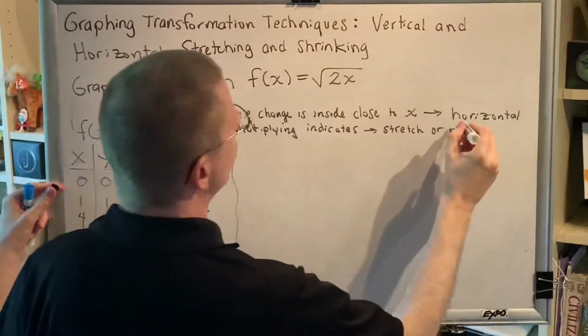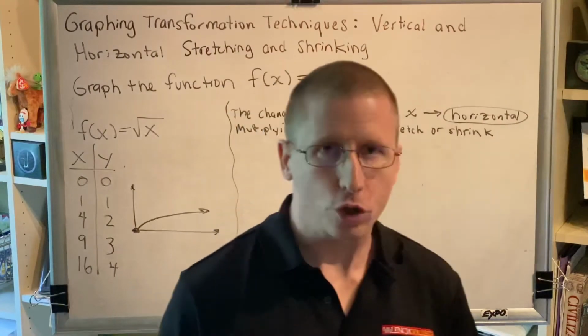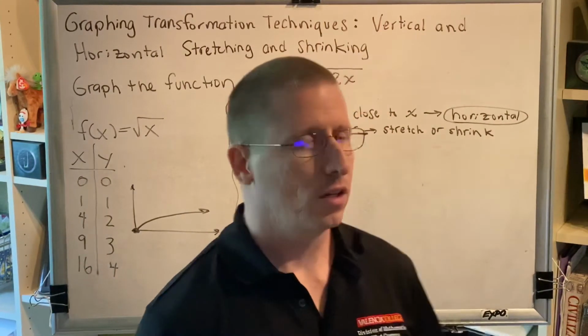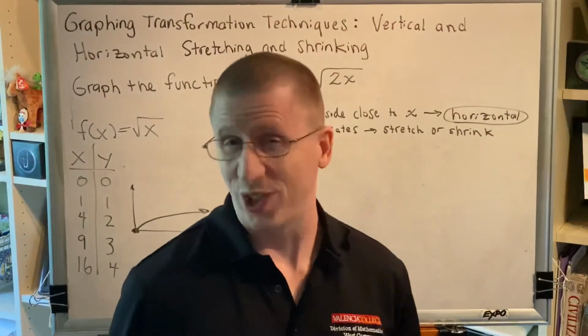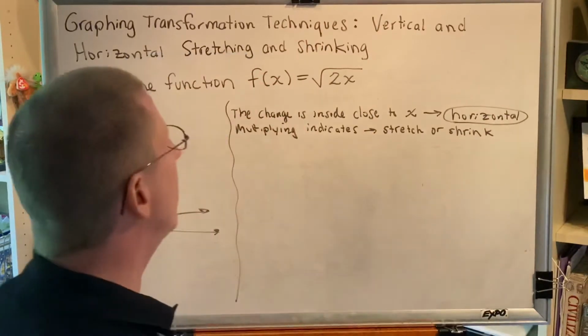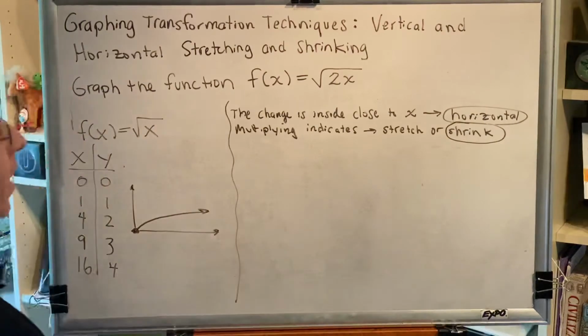The first thing I want you to understand is that this is horizontal, and horizontal shrinks and stretches behave backwards of what you would expect. So you would think that with a number like 2, which is more than 1, that would be a stretch, but it is the opposite of that. It is a shrink. This is a horizontal shrink.